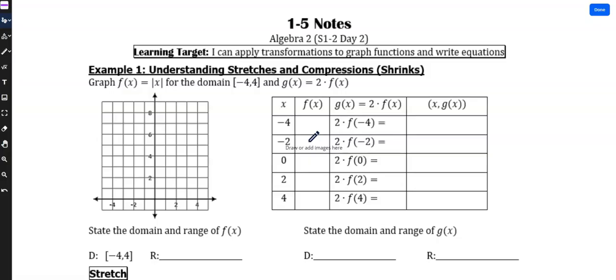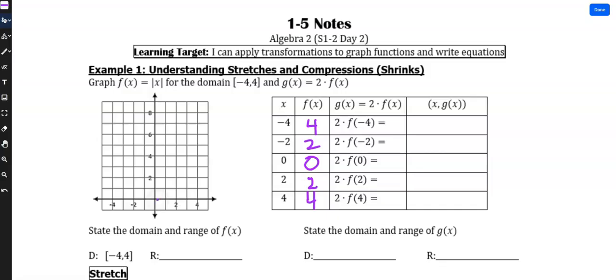So, the absolute value is the distance a number is away from 0. So, for instance, -4 is 4 units away from 0. -2 is 2 units away from 0. 0 is definitely 0 units away from 0. 2 is 2 units away from 0. And 4 is 4 units away from 0.